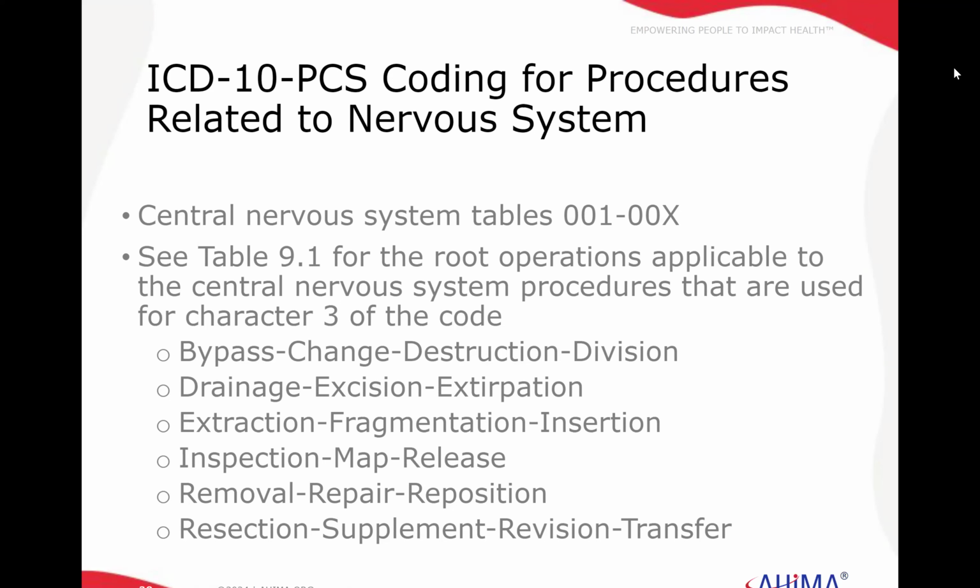Okay, it's helpful to think of the codes or the PCS coding of procedures as falling into two buckets, if you will. These are procedures that are either on the central nervous system, which is in tables 001 through 00X, or procedures on the peripheral nervous system. Let's take a quick look at the tables in 001.